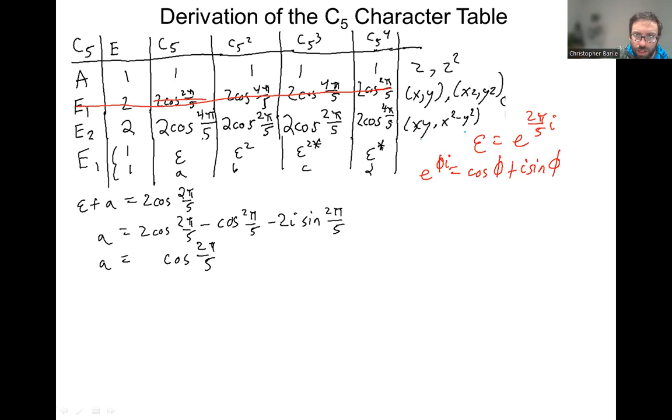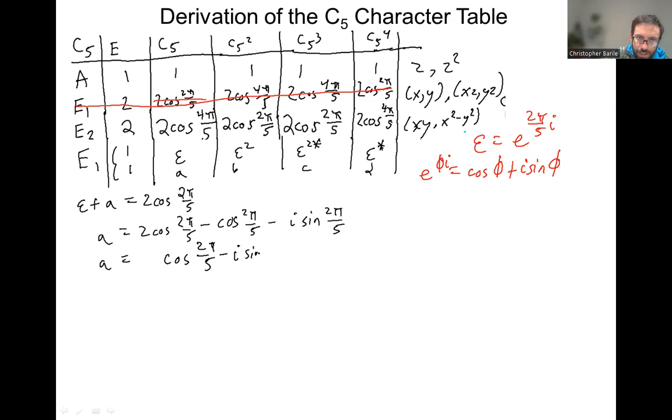And why did I have a 2 here? Shouldn't have a 2 here. All we are doing here is saying A equals 2 cosine 2 pi over 5 minus epsilon. And so epsilon doesn't have a 2. It's just, epsilon is just cosine 2 pi over 5, right? It's e to the 2 pi over 5 i, minus i sine 2 pi over 5. So anyway, this is now correct.